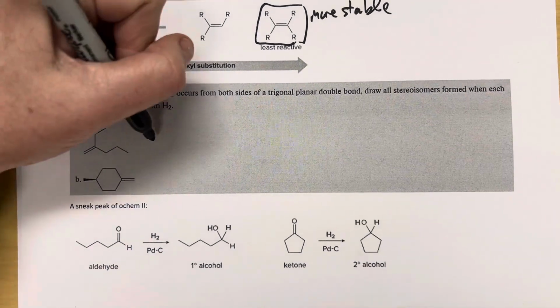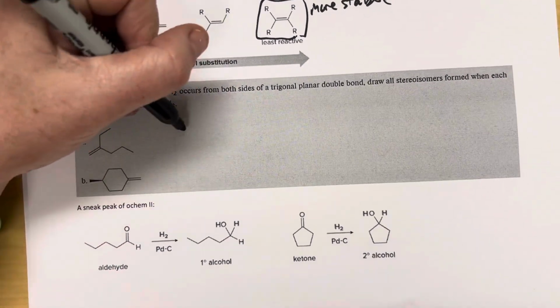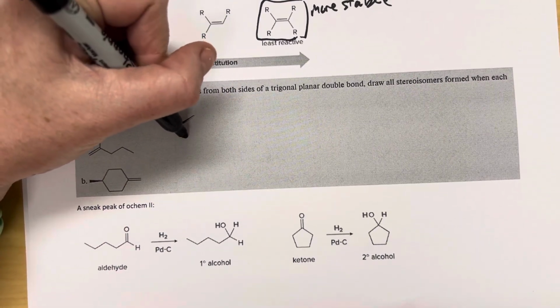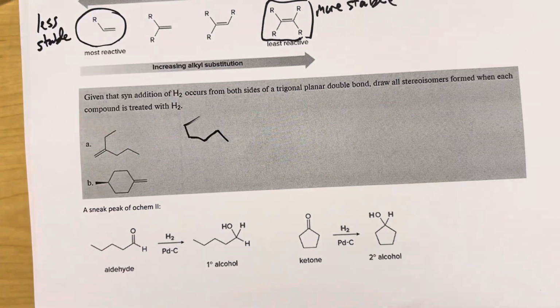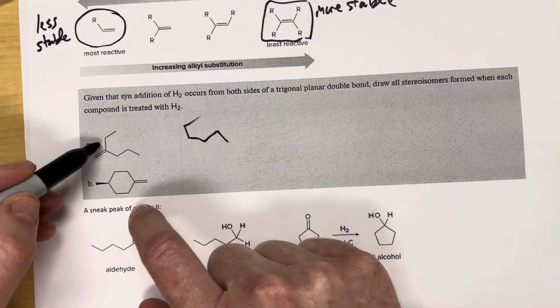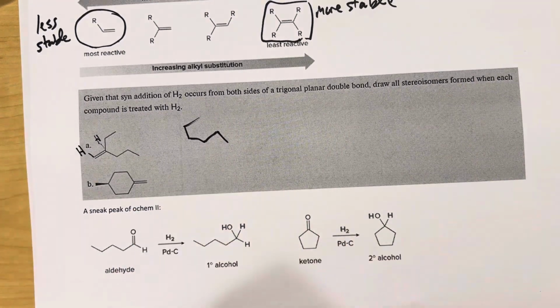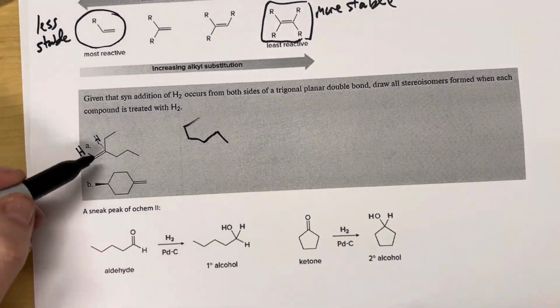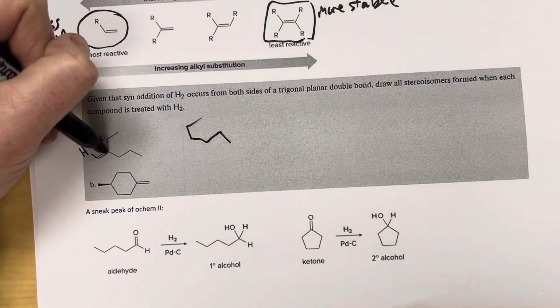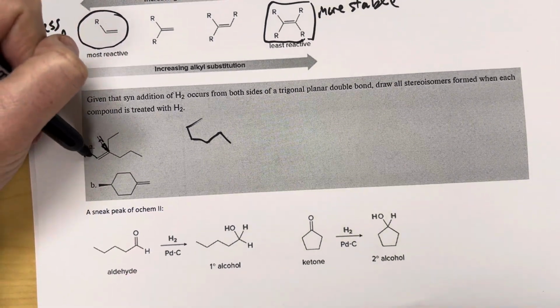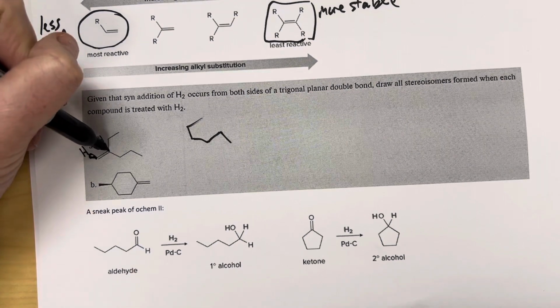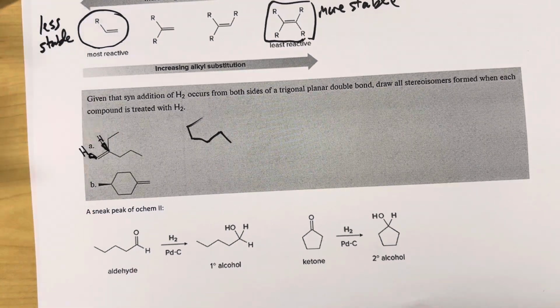So for example, in this first one, when we go to add H2, we add H to either end of this double bond. So this one gets an H and this one gets an H, right? So this H right here could add as a wedge, in which case this one would be a wedge, or it can add as a dash, in which case this one would be a dash.